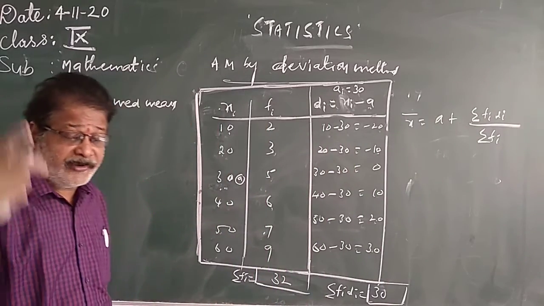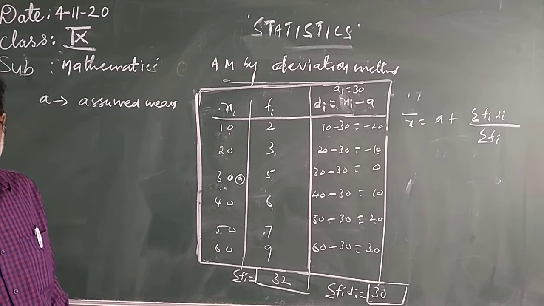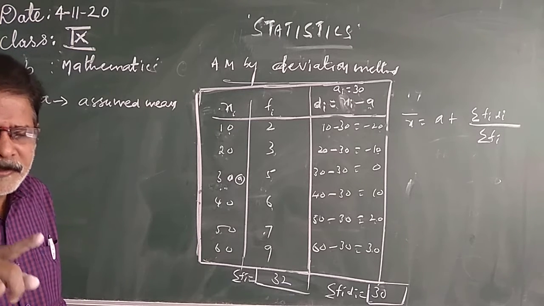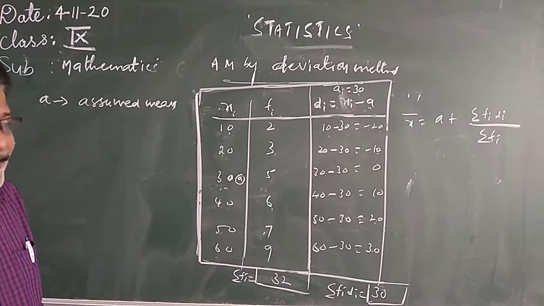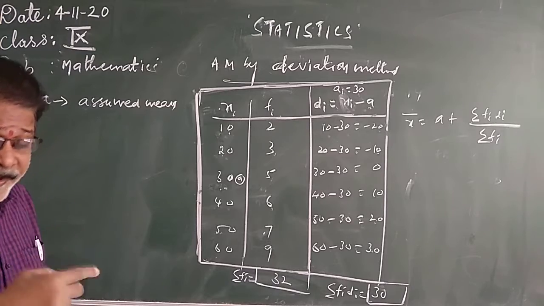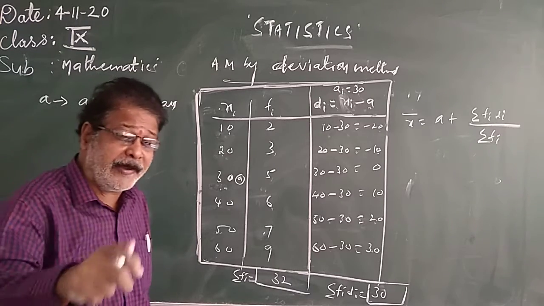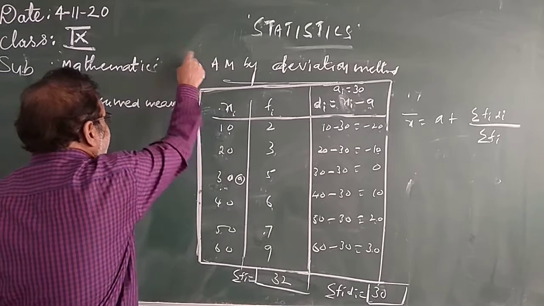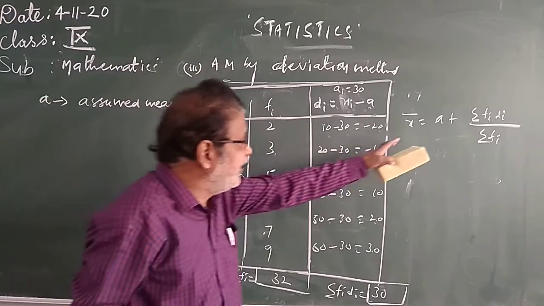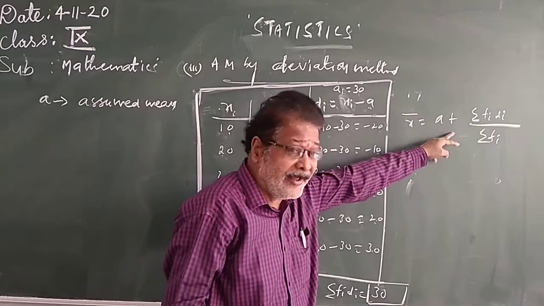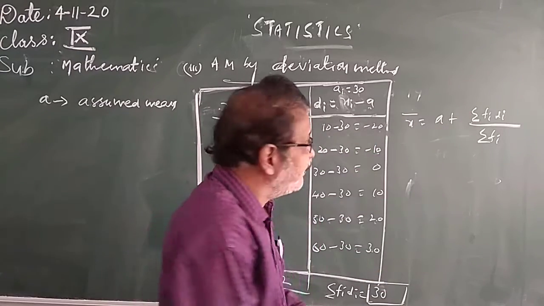In all the three methods, first, when the observations are given, the arithmetic mean is the sum of the observations by the total number of observations, that is sigma xi by n. Second, when the observations come with frequencies, x bar is equal to sigma fi xi by sigma fi. The third method is the deviation method. The AM formula for the deviation method is x bar is equal to a plus sigma fi di by sigma fi.